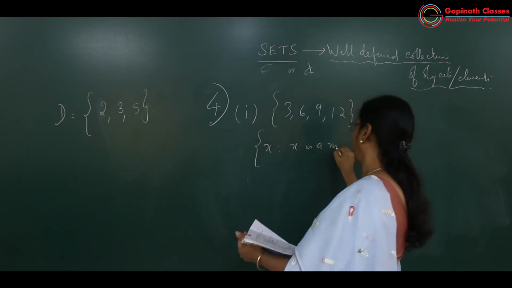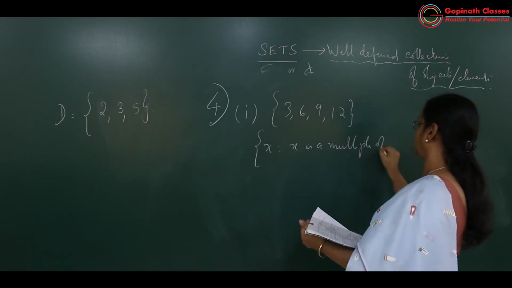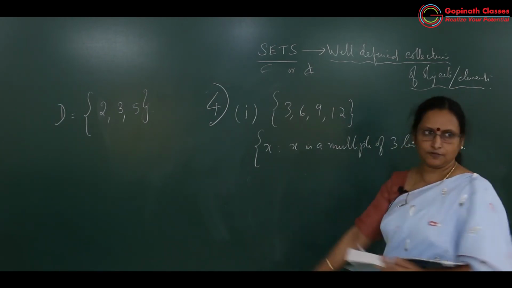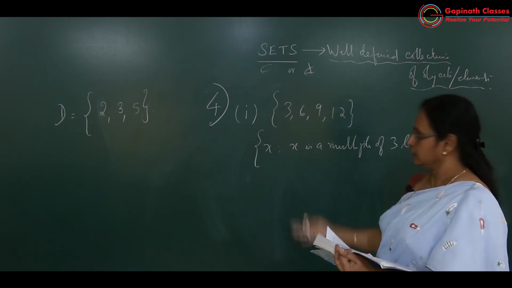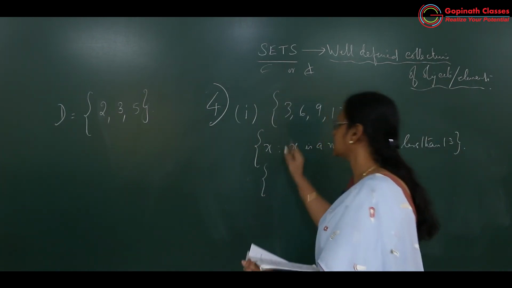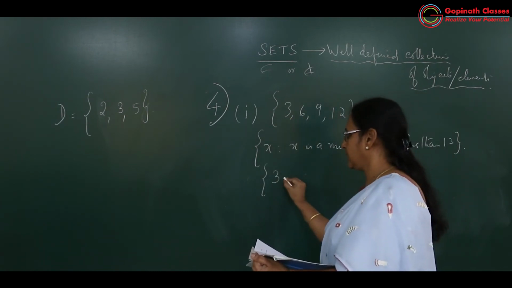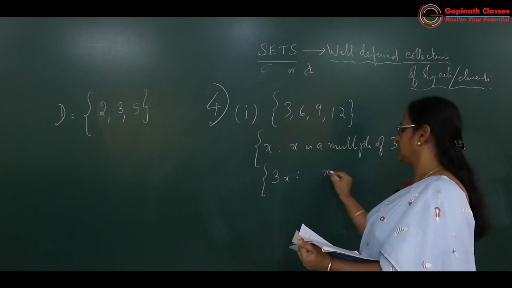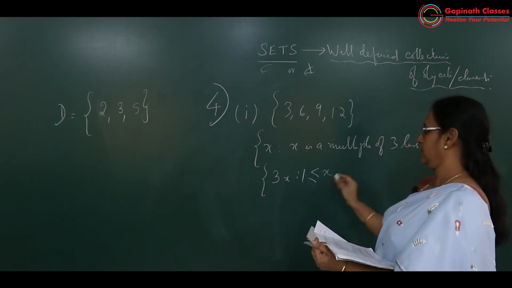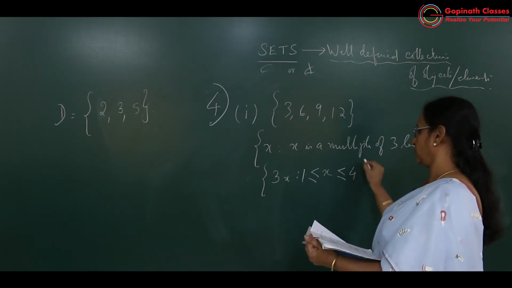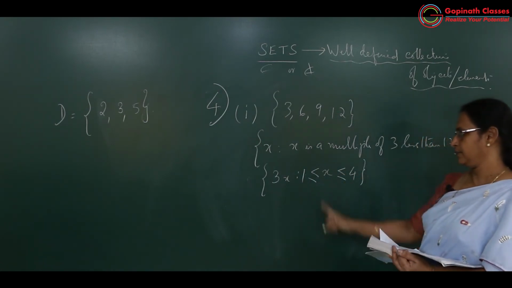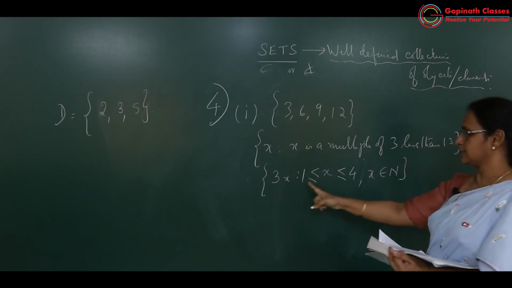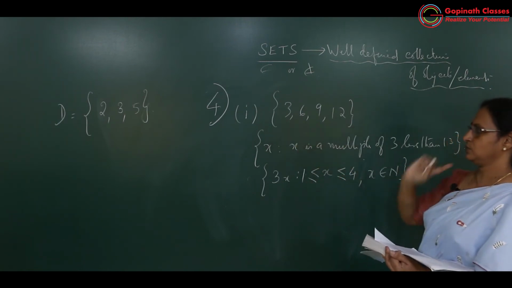x is a multiple of 3 less than 13. That's enough. The multiples below 13. This way also you can write, or you can make this as 3. 3 ones are. So let's make each element as 3x such that x is greater than or equal to 1, less than or equal to 4. 1 into 3 is 3, 2 into 3, and x belongs to N, natural numbers. In natural numbers we will start from 1, 2, 3, 4. So it's like this.